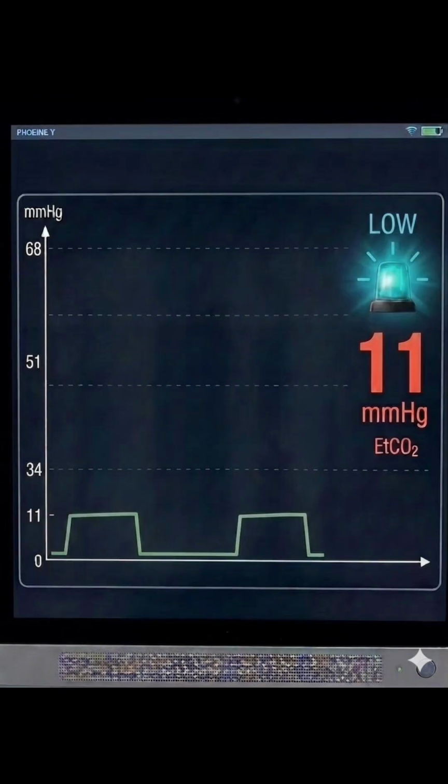Now let's talk about low end-tidal CO2. Low values can occur because your patient is blowing off too much carbon dioxide, such as during anxiety or pain-induced hyperventilation. But low end-tidal CO2 can also mean something much more dangerous. If blood isn't actually reaching the lungs, then CO2 can't be delivered for exhalation. That means severe shock, PE, cardiac arrest, or even massive hemorrhage can produce a low end-tidal CO2. This is why capnography is such an excellent perfusion monitor.